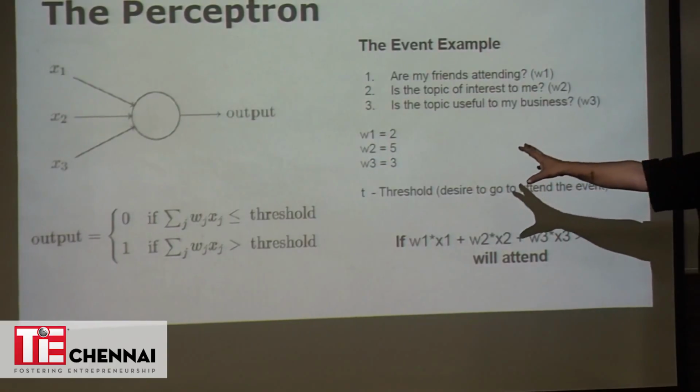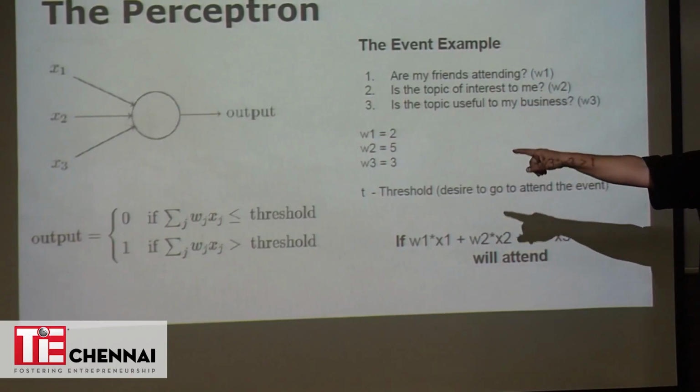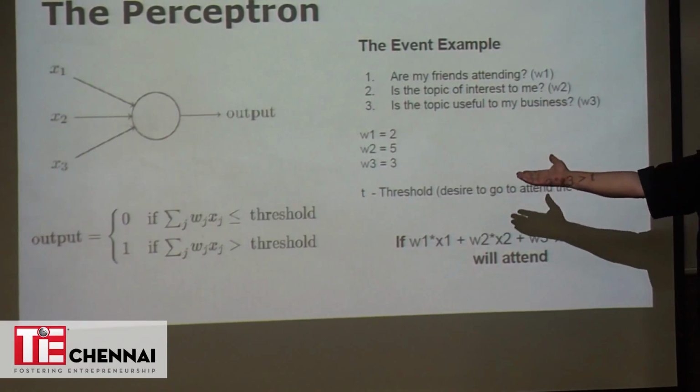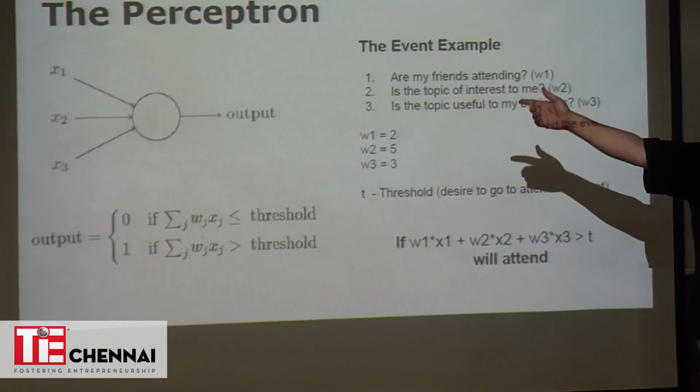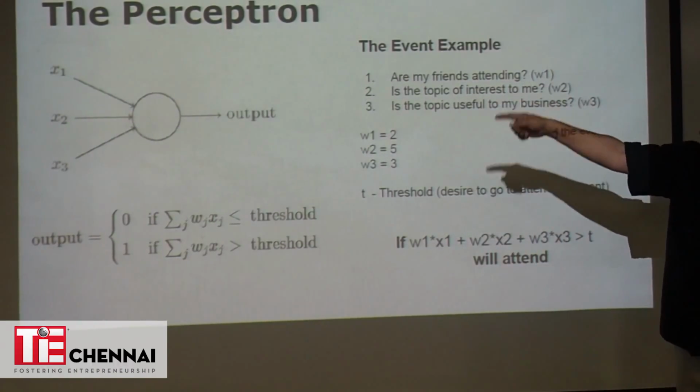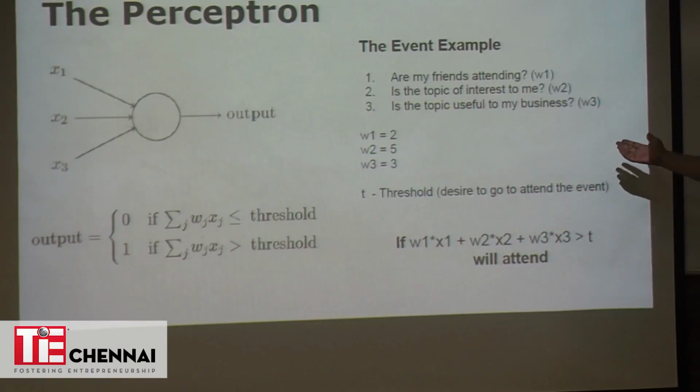And basically, a perceptron works like this. It has binary inputs, it has a binary output. The output is yes or no. Each one of these x1, x2, x3 is fairly well known. And the threshold is the one that decides: above 5 only I'm going to go.